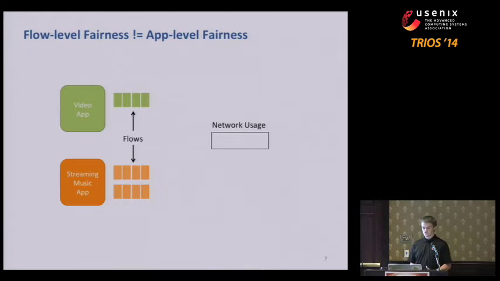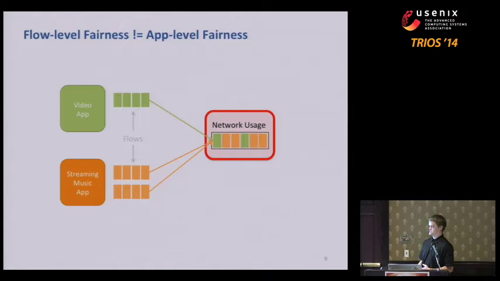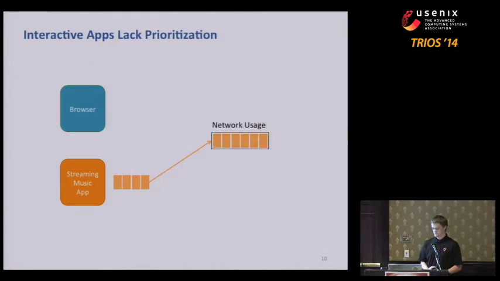Here we have a conflict between two apps. Our streaming music app here opens up two flows, while the video app only opens up one flow. Over time, their network usage will look something like this. And this can be a problem because TCP only guarantees flow-level fairness and not application-level fairness. So in essence, this streaming music app is getting twice as much usage out of the network.